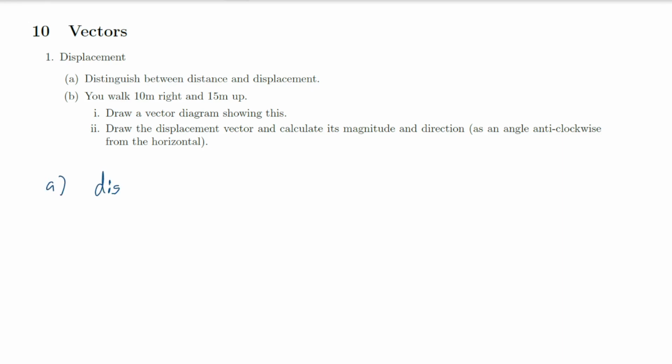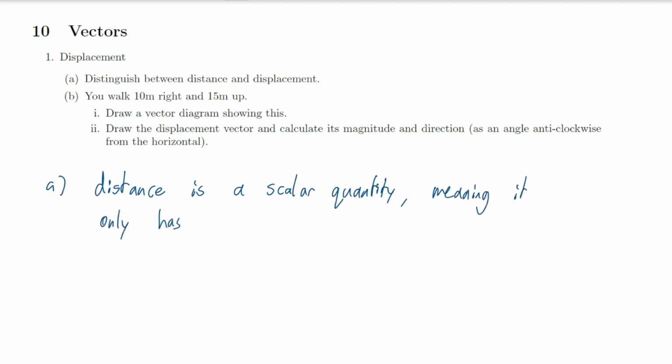So simply, distance is a scalar quantity, meaning it only has a magnitude. So for distance, we say I walk for 5 kilometers, right? I've given a distance and I've given the magnitude, the amount of distance that I walked, 5 kilometers.